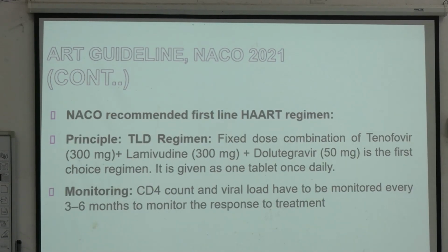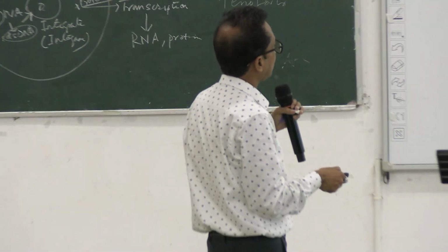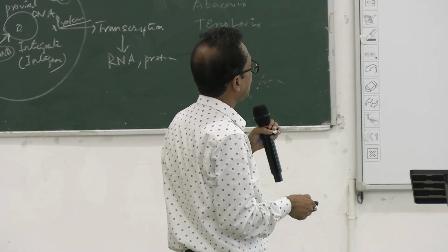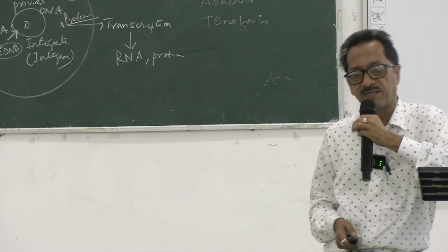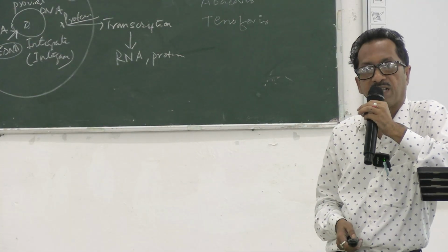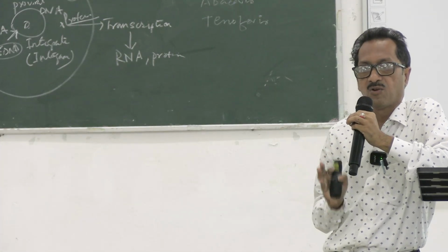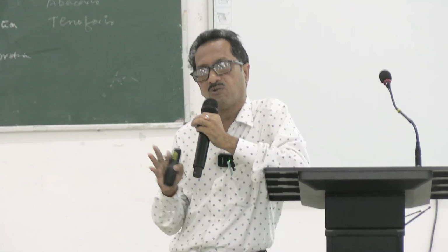Now what are the common combinations? The NACO recommended regimen, TLD: tenofovir, lamivudine plus dolutegravir, is the first choice regimen. How will you monitor? What are the methods of monitoring of the treatment? For monitoring of HIV, the first point is quantitative RNA PCR and the CD4 count, because depending on the CD4 count, opportunistic infections do appear.